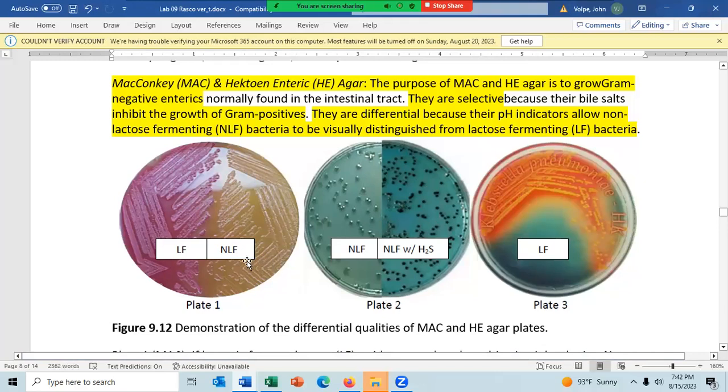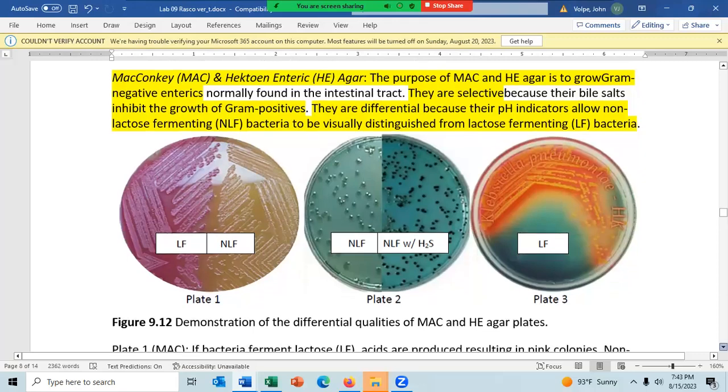Remember, you can only assay for lactose fermentation on MAC and HE plates if the bacteria grow. So gram positives should not grow on either plate, so you cannot assay for lactose fermentation. You have to have growth to be able to assay for that.